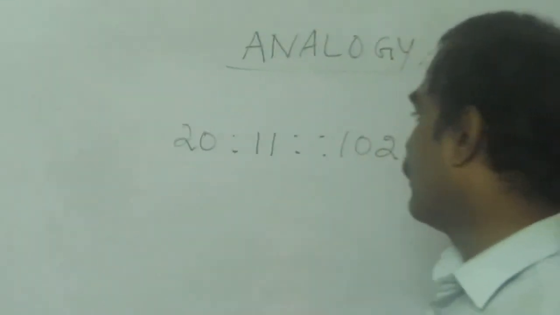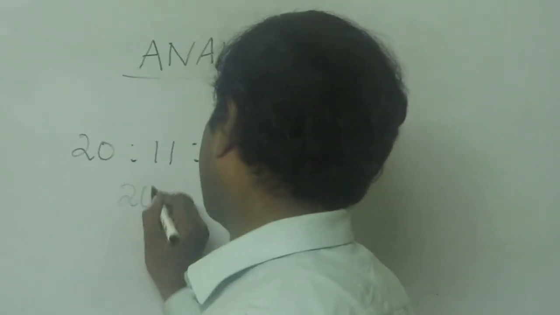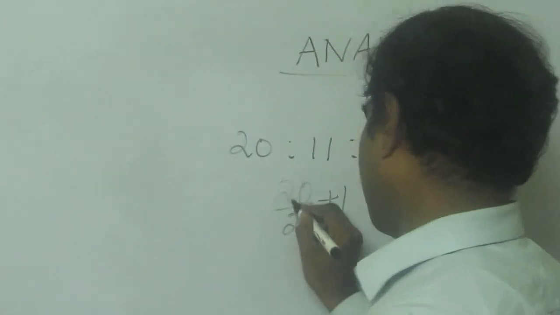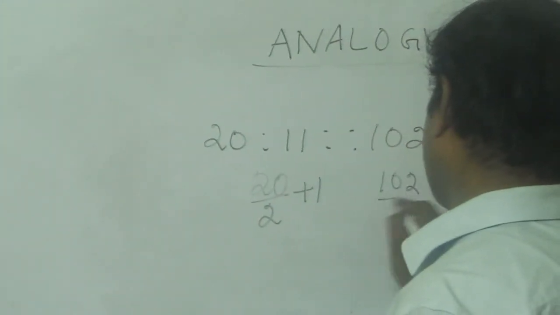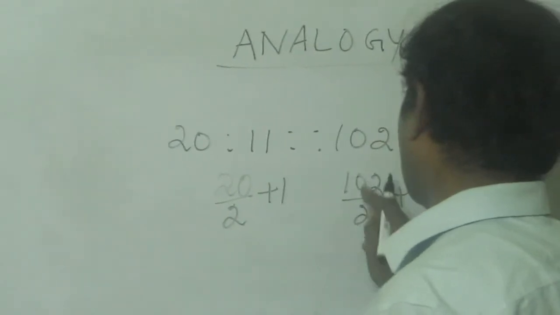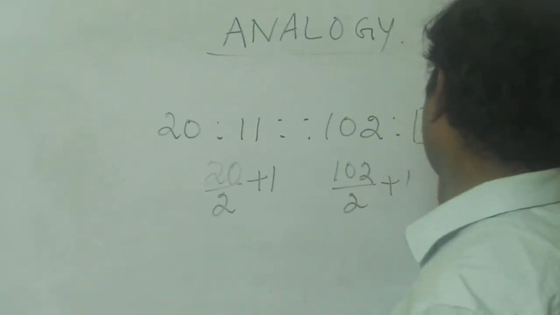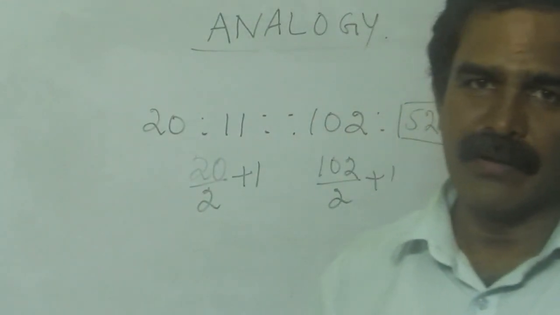How will 20 become 11? So 20 divided by 2 is 10, plus 1. So 20 divided by 2 plus 1 is 11. So 102 divided by 2 plus 1. 102 divided by 2 is 51. 51 plus 1 is 52. So these are the questions which often come in our papers.